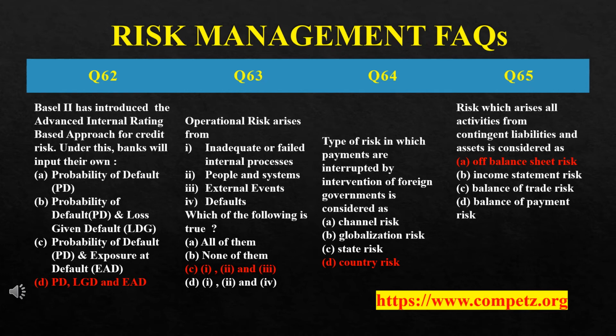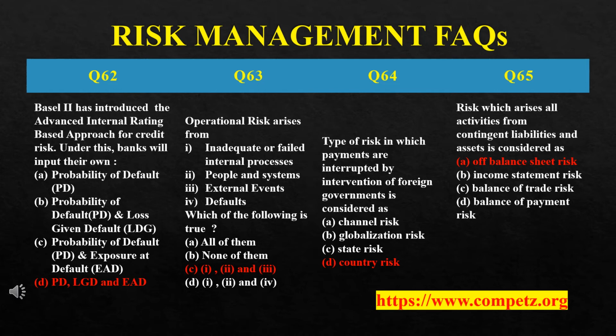Moving to the next question. The type of risk in which payments are interrupted by intervention of foreign governments is considered as which risk? Foreign government, so the name itself specifies it's country risk. Why? Because of expropriation, which is the transfer of funds or assets from this country to an outside country, which falls under country risk.